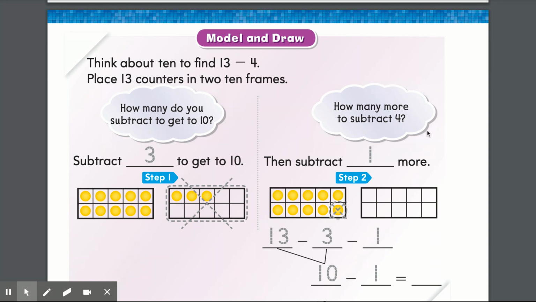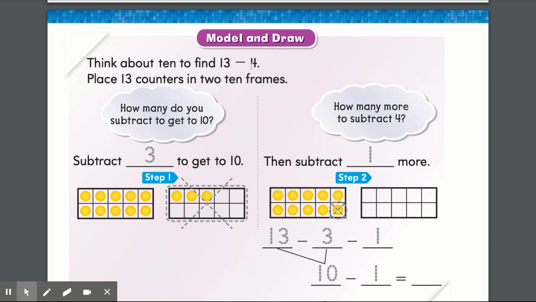All right, let's look at this first problem at the top of page 236. It says, think about 10 to find 13 minus 4. Place 13 counters in two 10 frames. So notice they have two 10 frames here, and they've placed 13 counters. 10 here, full 10 frame, and 3 more. It says subtract 3 to get to 10.